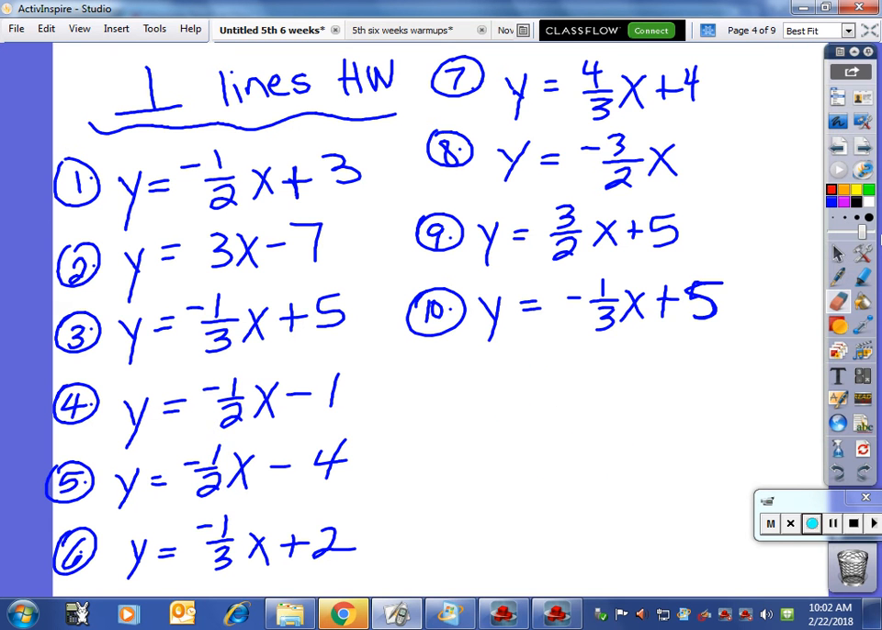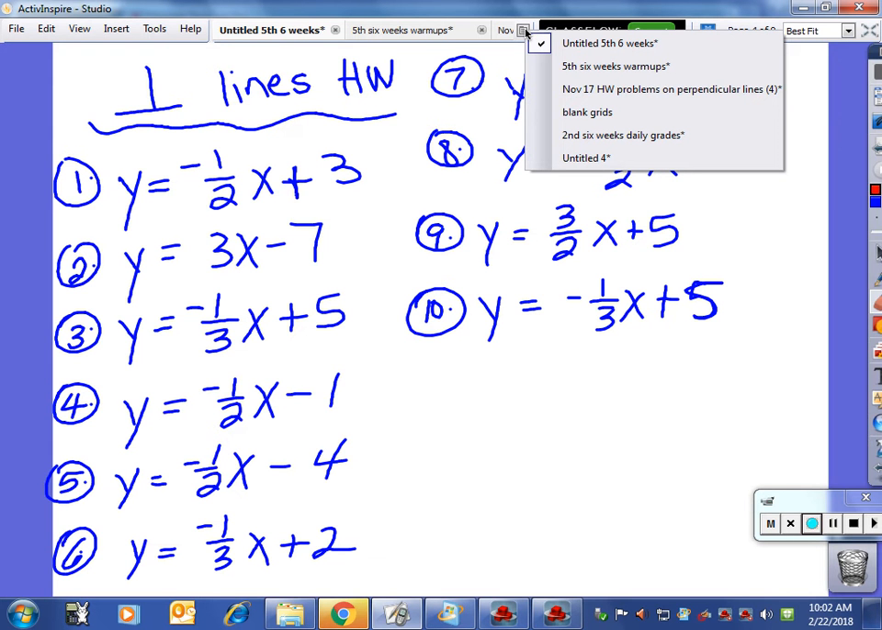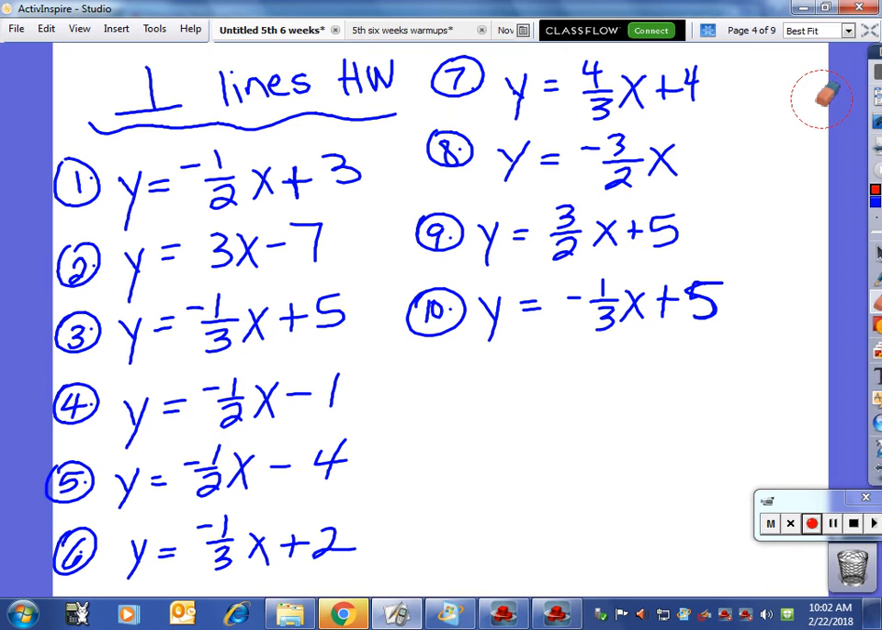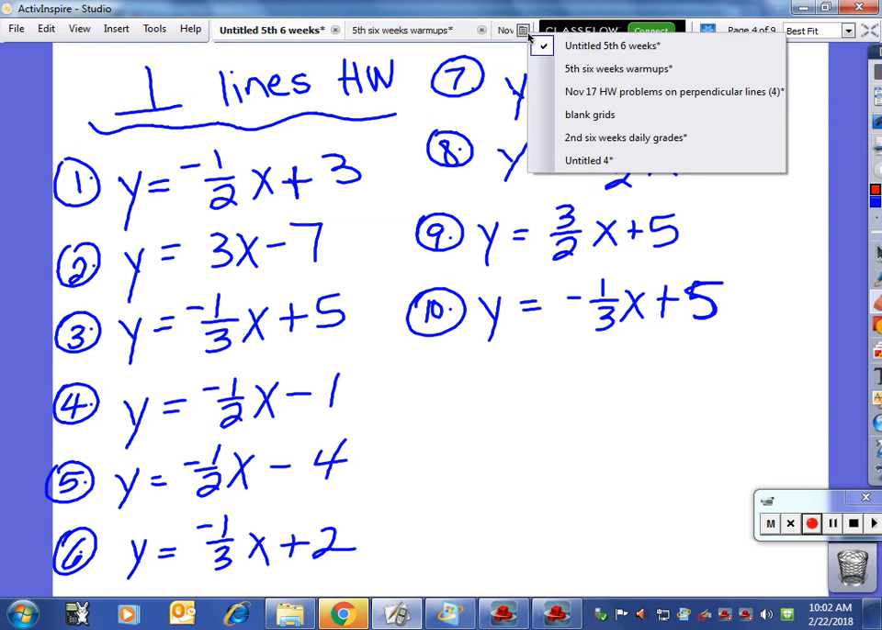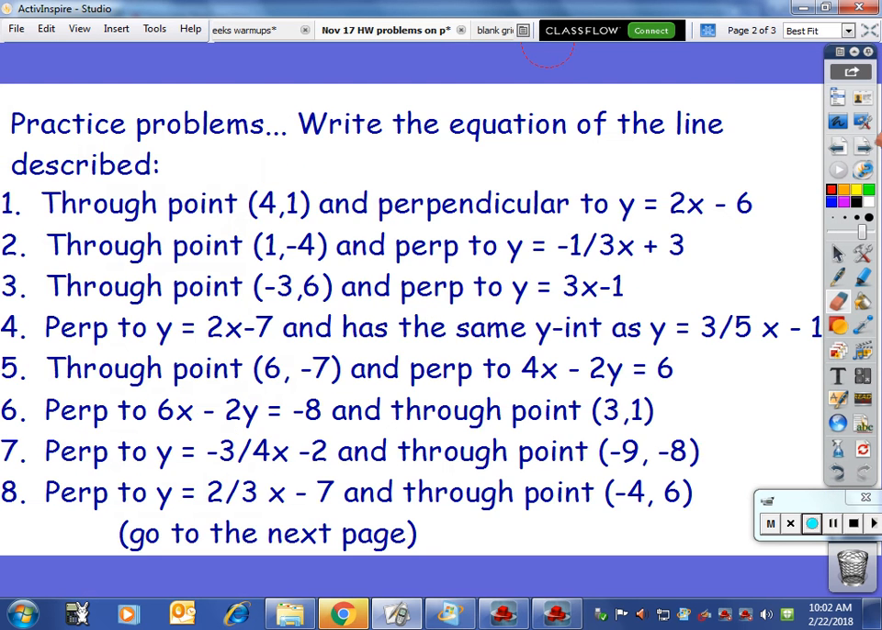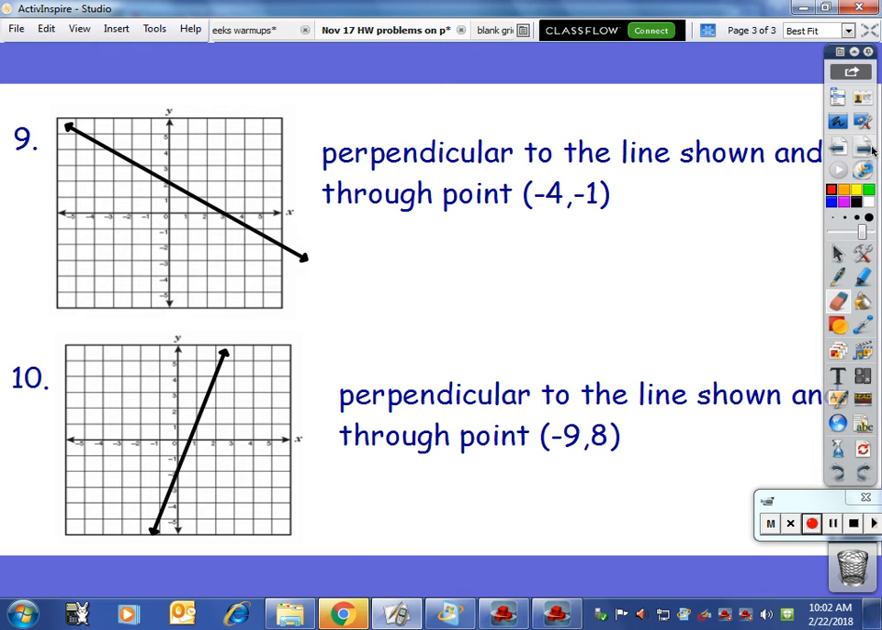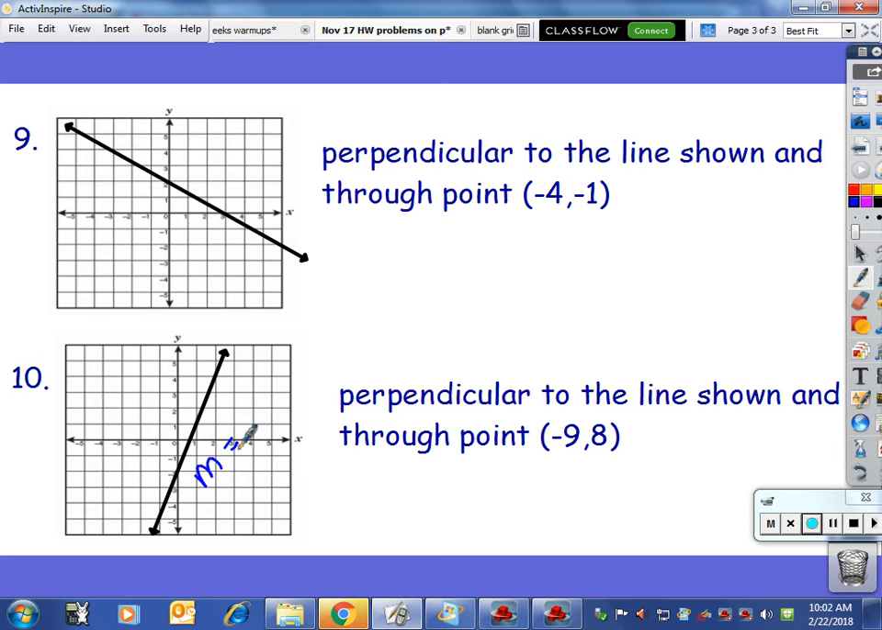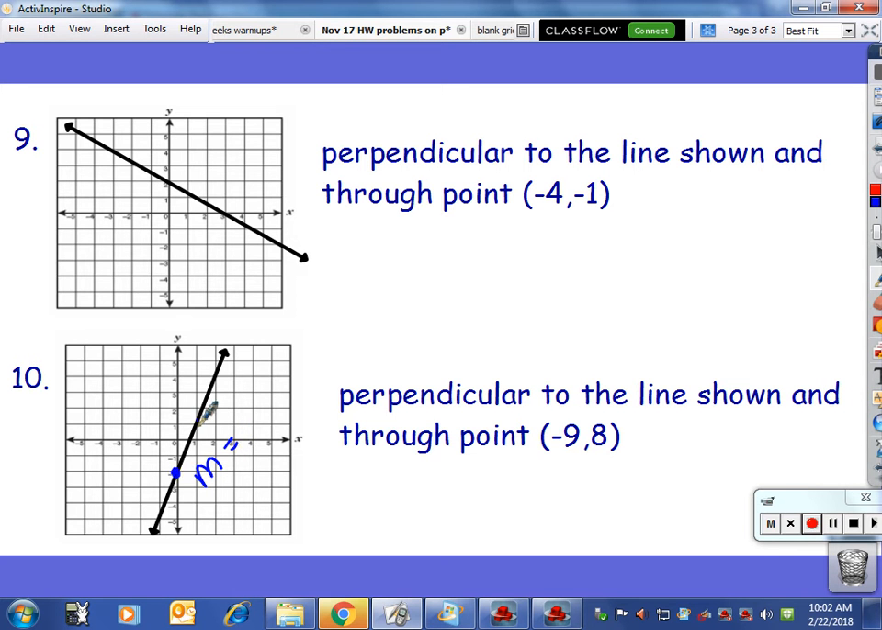Number 10. Number 10 was one of the ones that was a picture. Okay, can I switch screens so I can look at what number 10 looked like? Has everybody done grading? Switching screens. Okay, number 10. Here's what number 10 looked like. First of all, I didn't tell you the line to be perpendicular to. I gave you a picture of it. So I need to figure out the slope of this line so that I can know how to be perpendicular to it. Let's count out this slope.